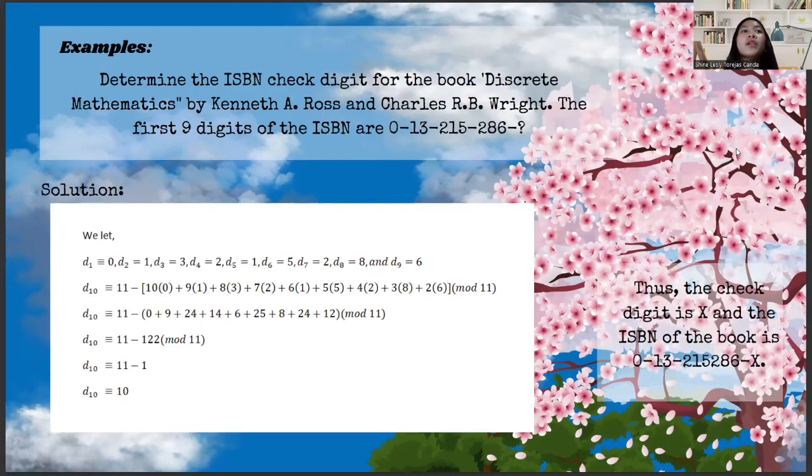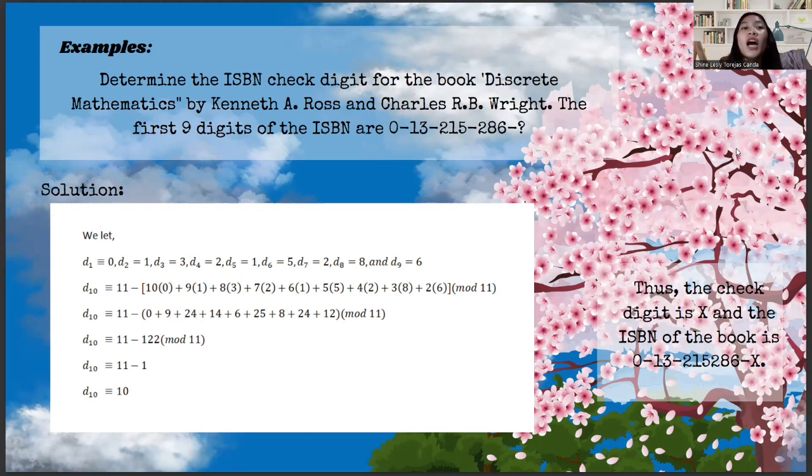Another example: determine the ISBN check digit for the book Discrete Mathematics, where the first 9 digits of the ISBN are given. So we will look for the check digit. Here, the provided ISBN is 10 digits only, so we will use the ISBN with 10 digits formula. Same process again, we will substitute the digits and after substituting, we will multiply with the given formula.